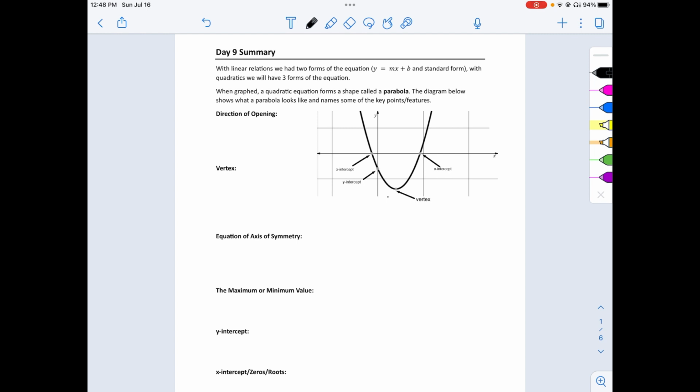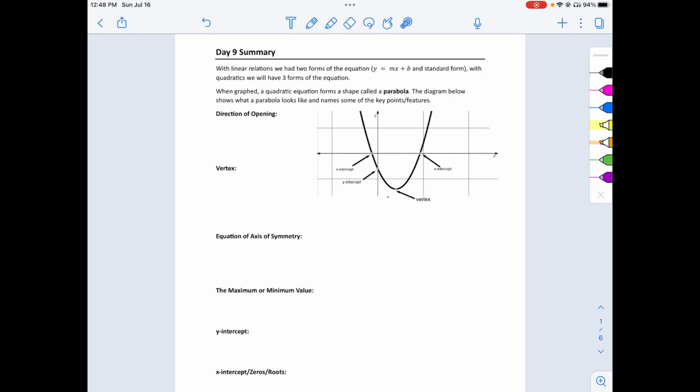So when we graph a quadratic equation, it forms a shape that is called a parabola. So that's the shape that you see here on this diagram. It kind of looks like a U shape. So this is called a parabola. We can also refer to it as a curve. I know it's kind of a funny word to say. It's not parabola, it's a parabola.